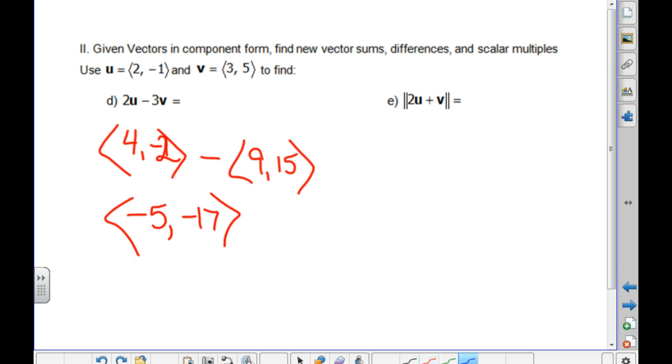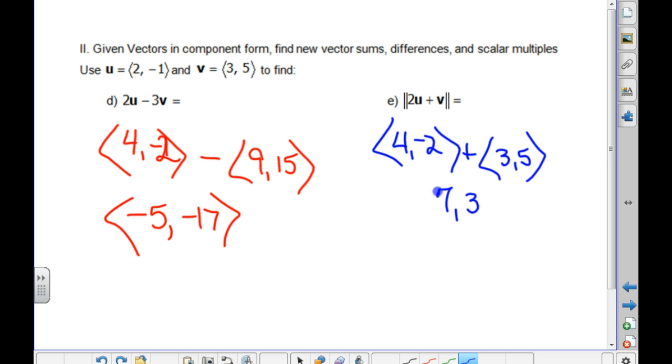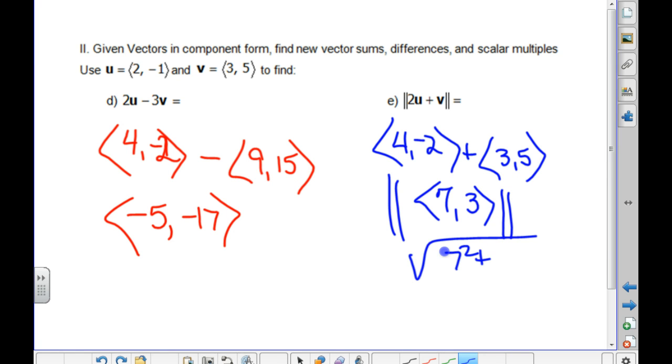E, what does E want for a final answer? The length. Yes, the length or magnitude after we have added 2u plus v. So 2u is 4, -2. To that, we're supposed to add v, which is 3, 5. So we get what? 7, 3. Does that seem okay? But then we need to find the magnitude of that. 49 plus 9, 58. Yeah, plus 3 squared.